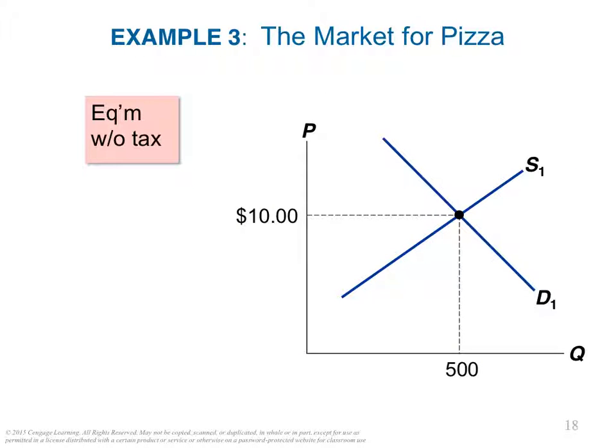Here in this chapter we have the pizza market example, and let's assume that there is no tax. The pizza price in this example is going to be $10 and the size of the market will be 500 pizzas.